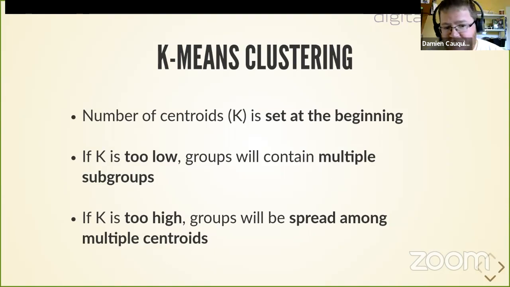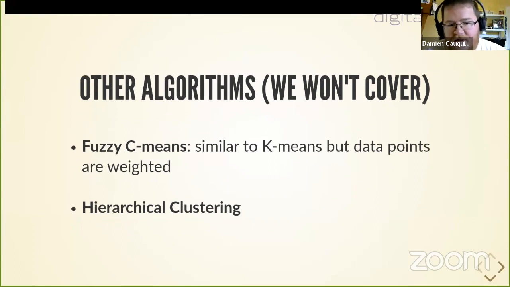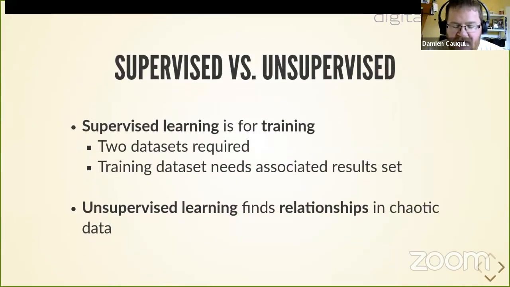If this number of centroids is too low, groups will contain multiple subgroups. And if it is too high, then a group can be spread among multiple centroids, or multiple groups, and you have to sort it again. Data will be spread, and it's not really useful. There are also other algorithms I won't cover in this presentation, but in fact, these are variants of this k-means algorithm, or something very different. But the k-means algorithm is one of the most used, as I saw on the internet.